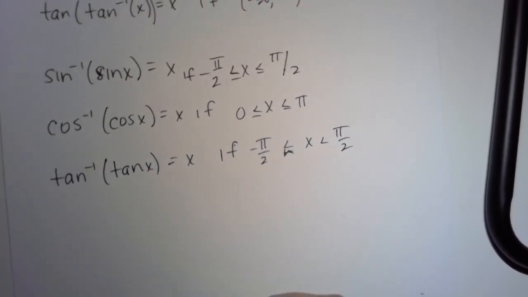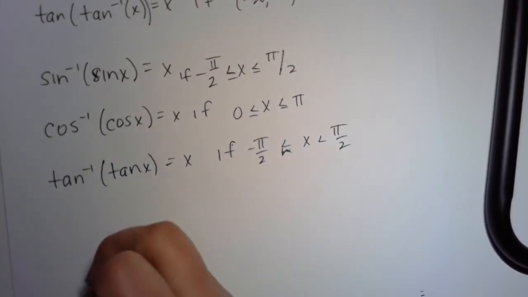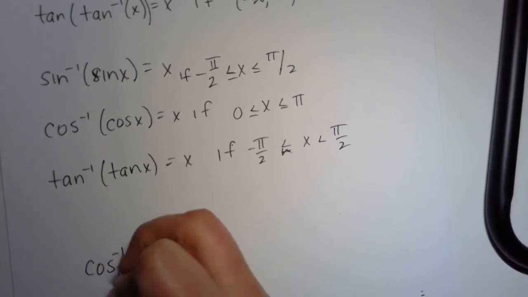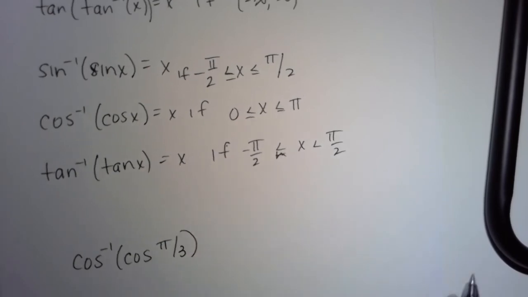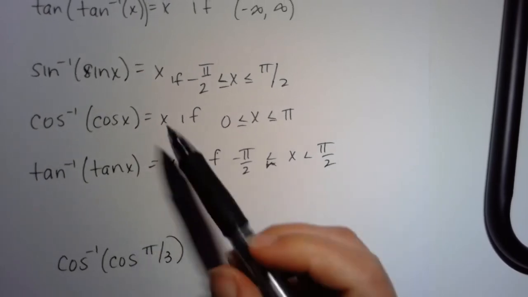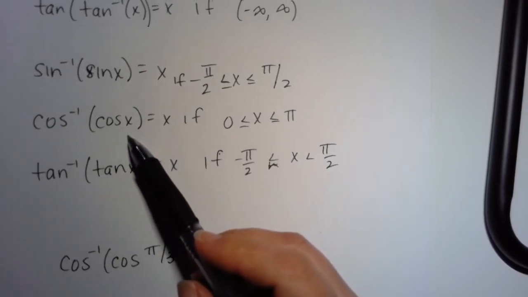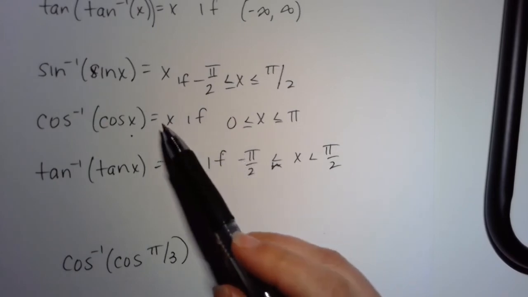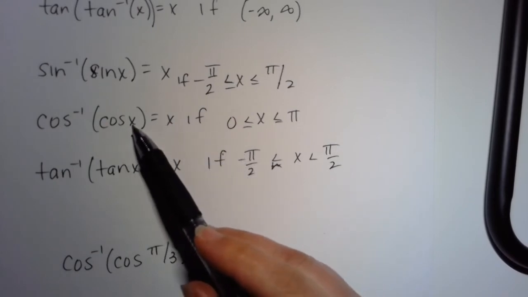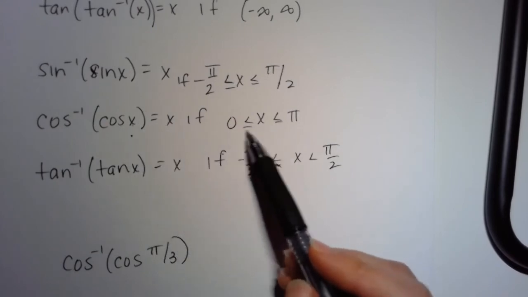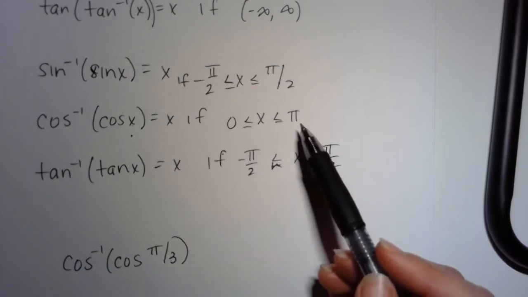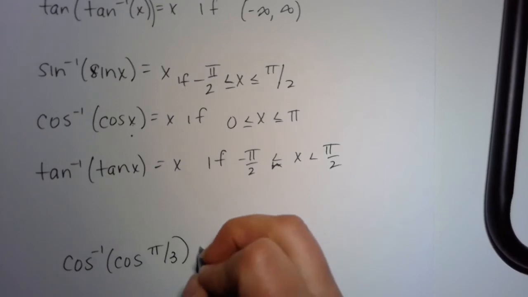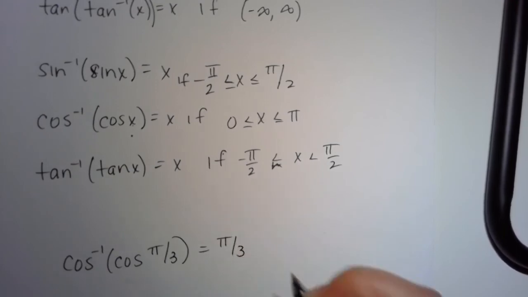So let's say that I have arc cosine of pi over 3. Okay, so this is this version, right? And so if this is equal to x, which is here, if x is between 0 and pi. Now pi over 3 actually is between 0 and pi, and so this is just equal to pi over 3. Okay?